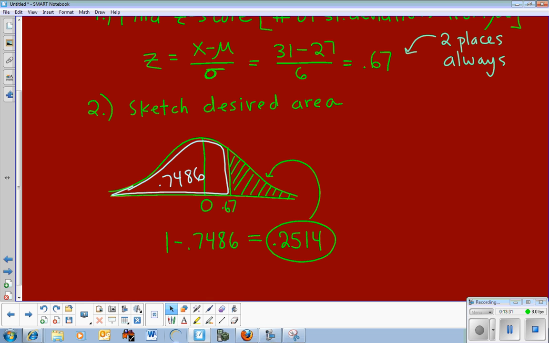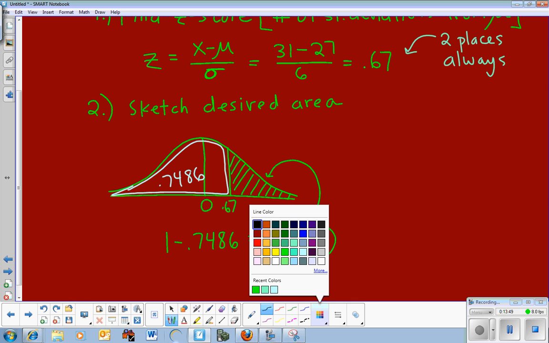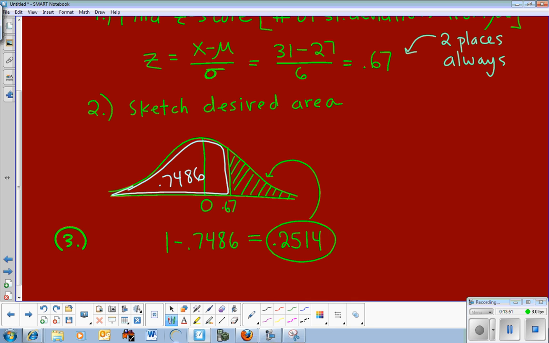The fact that the chart is always based on the left means you're going to sometimes have to subtract from 1. You're going to sometimes have to subtract 2 numbers that you find on the chart. We'll do more examples like that in class, but I just wanted us to get through 1. So that I keep my steps going, that is step 3, to calculate the area. And we did 1 minus in this case.